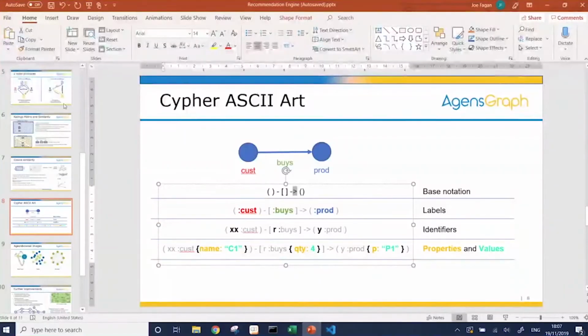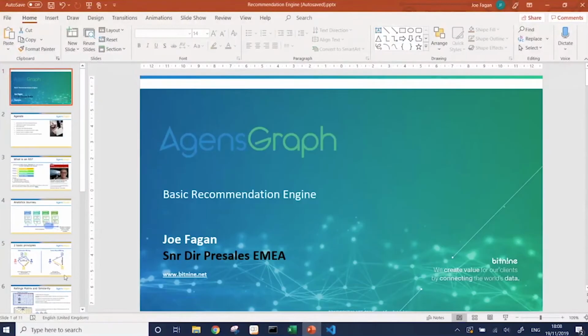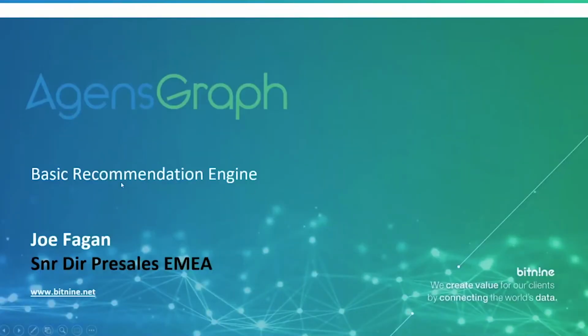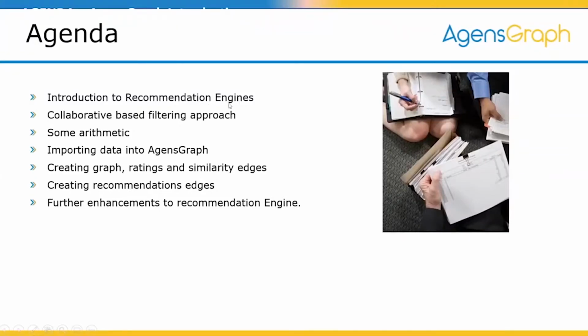Okay, right, so let's start this presentation. First of all, the presentation is about, as you've probably gathered, recommendation engines. We're going to talk about what recommendations are, very basically, and the underlying theory associated with recommendation engines. I'll be using a particular approach called collaborative-based filtering, which I'll explain. Then there's some arithmetic, which isn't too scary. Then I'll show you how easy it is to import data into AgensGraph, in other words, model the data in AgensGraph.